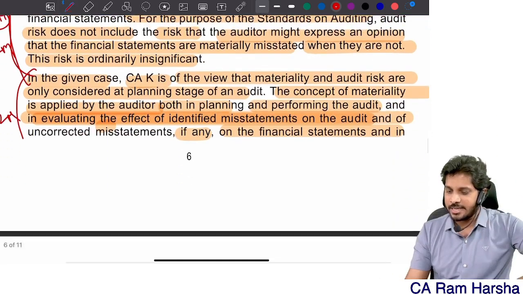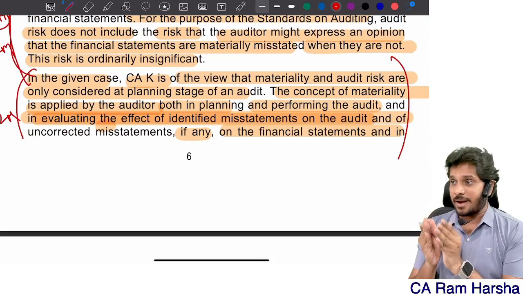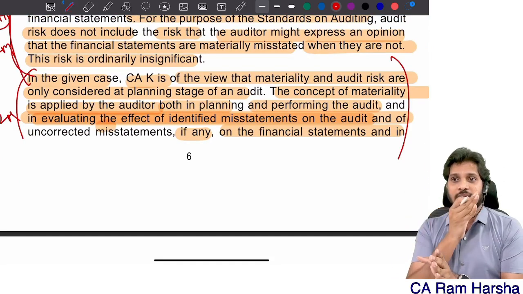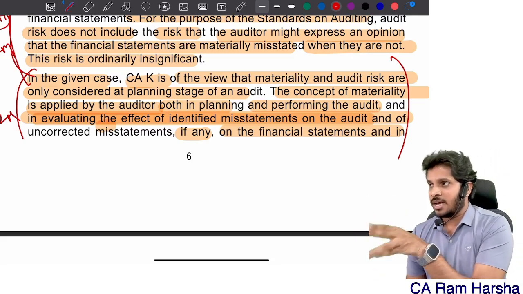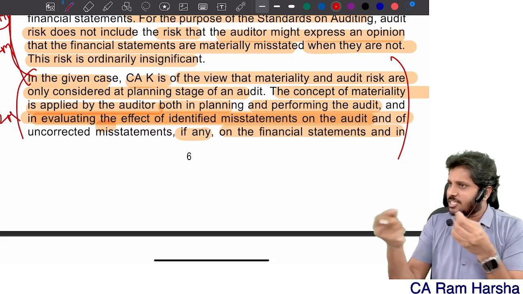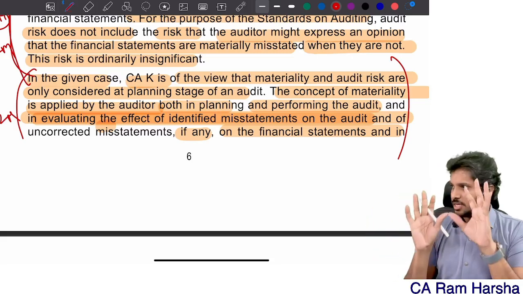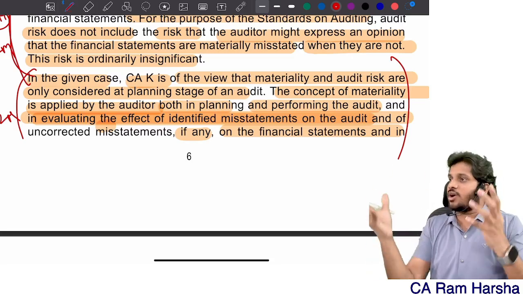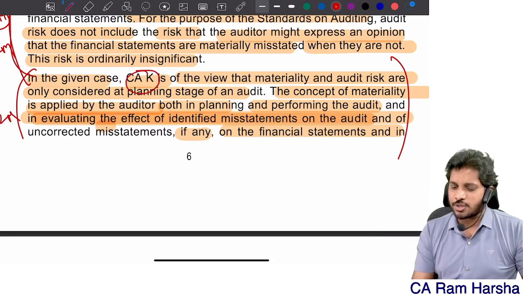Yes or no? And in the given case, CA K is of the view that audit risk and materiality are considered at the planning stage. No, the audit risk and materiality are considered throughout the audit, at the time of planning, at the time of performing, at the time of conclusions. Conclusion is called evaluation of misstatements identified. That is what 450 standard is dealing with. Yes or no? So throughout the audit we use. Therefore, CA K is wrong in his part.